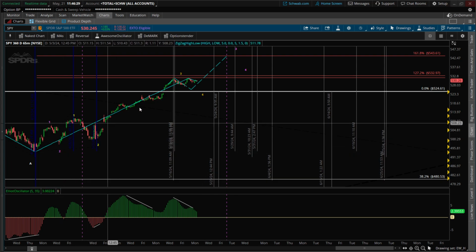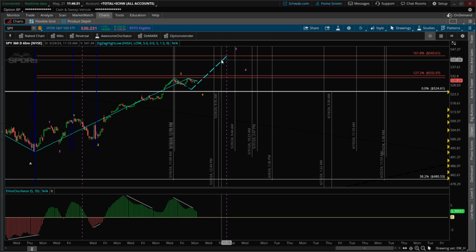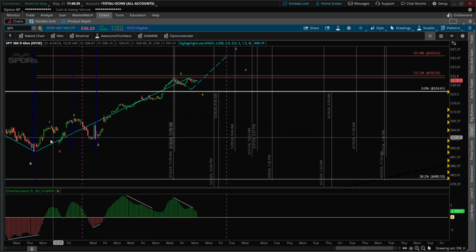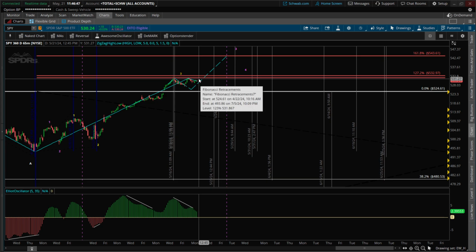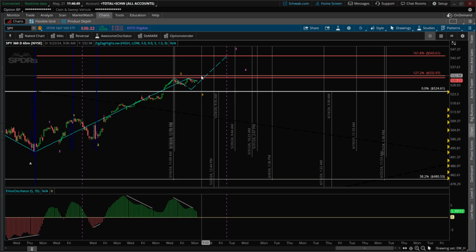I think this might be just the first leg of an A, and then I think we get a B and then a C heading up to those higher levels. But neither here nor there, doesn't really matter. We're just kind of identifying structure. So we're correcting sideways. We're into some of these levels here. The 127 is going to be important on this time frame.